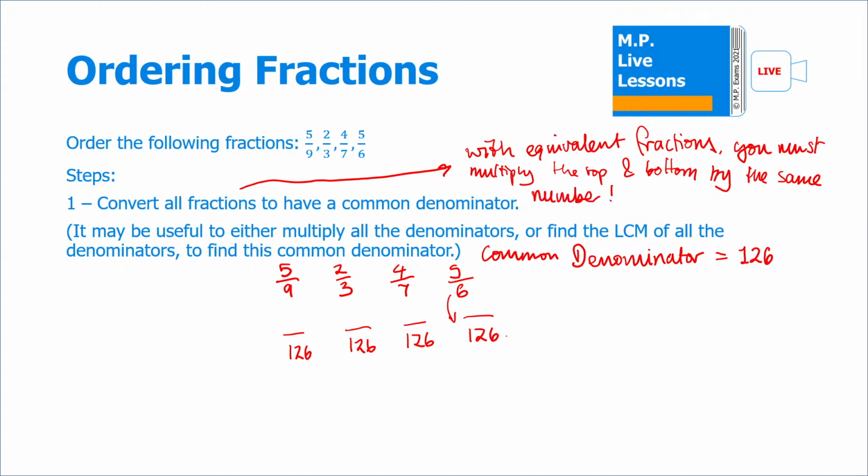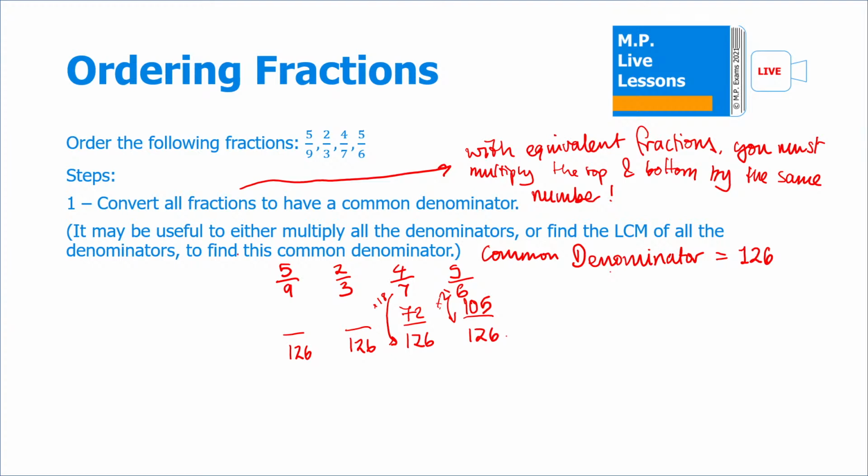To get from 6 to 126, we have to multiply by 21. So this gives us the equivalent fraction of 105 over 126. To get from 7 to 126, we have to multiply by 18. So this gives us the equivalent fraction of 72 over 126.